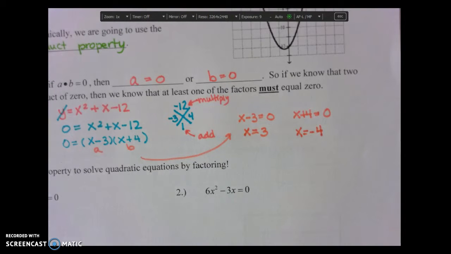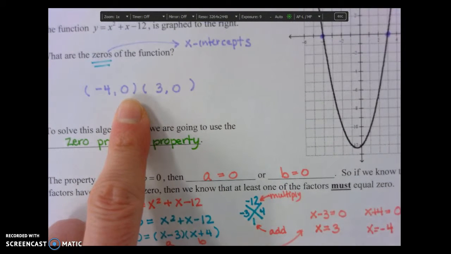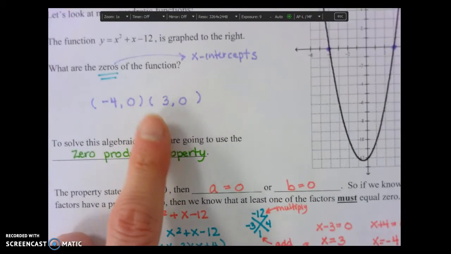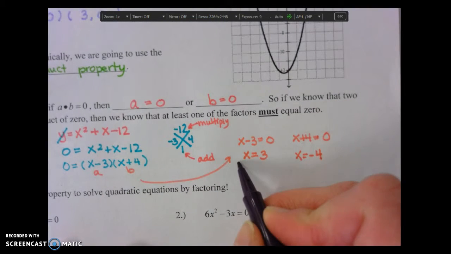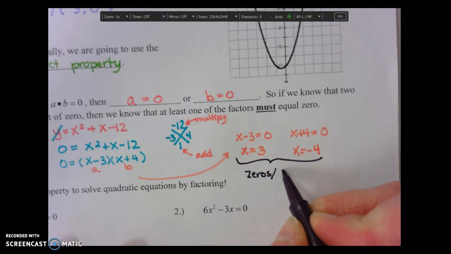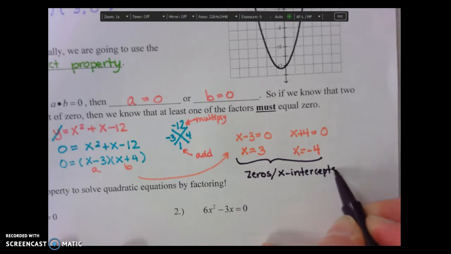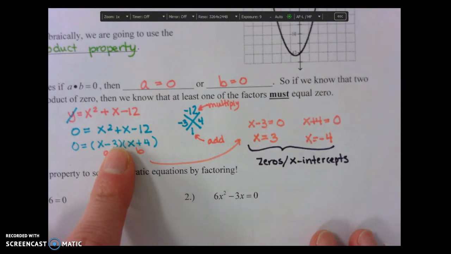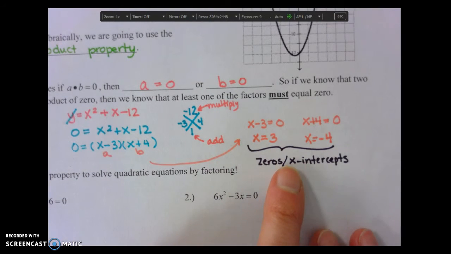And take a moment and take a look. Look at your answers that you wrote here from the picture. Look at your answers that you've got here from solving. Are they the same thing? They should be. These right here are your zeros or your x-intercepts. So if we factor it, here are our factors. Set our factors equal to 0, and you'll find your x-intercepts.